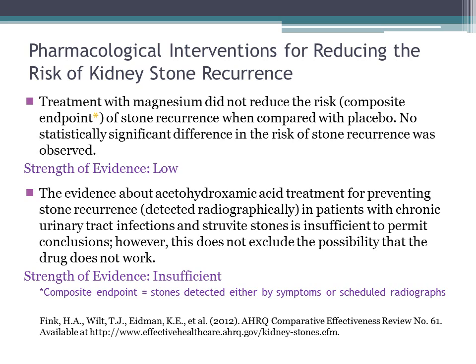Treatment with magnesium, however, did not reduce the risk of kidney stone recurrence when compared to placebo, and neither did acetohydroxamic acid. This was also not found to reduce the incidence of chronic urinary tract infections or struvite stones. Both of these had low to insufficient strength of evidence.